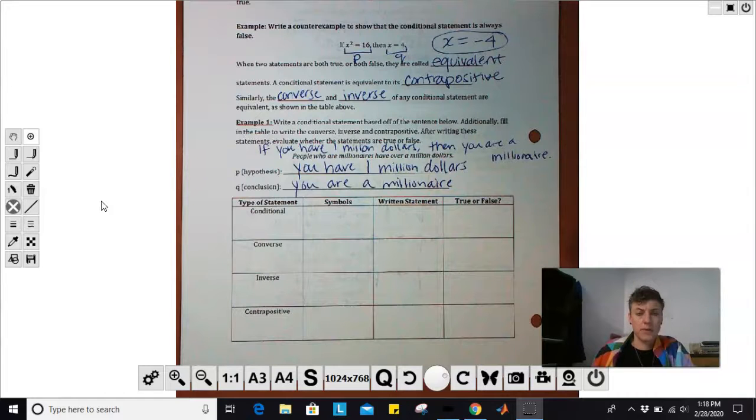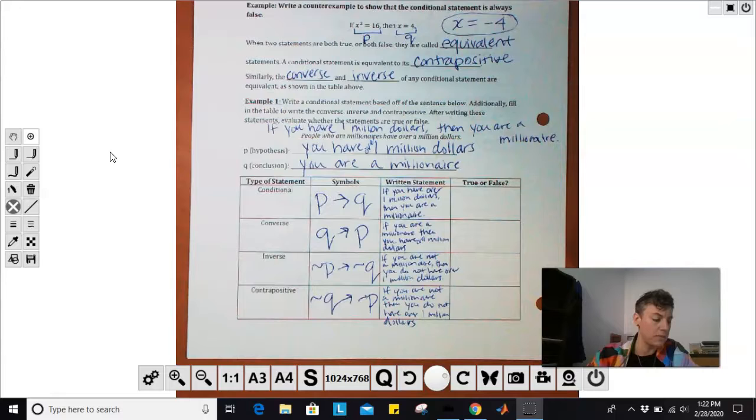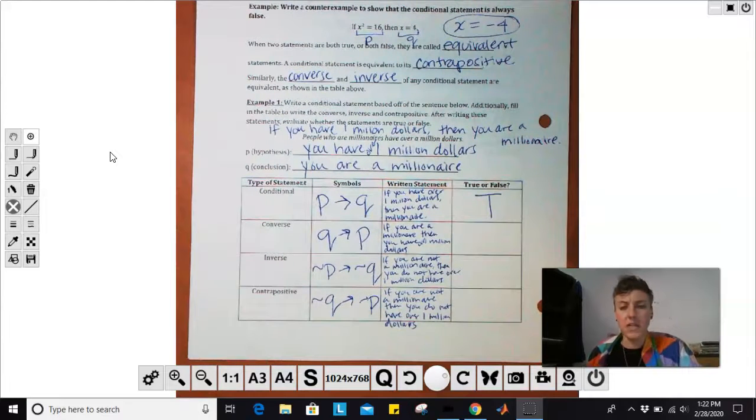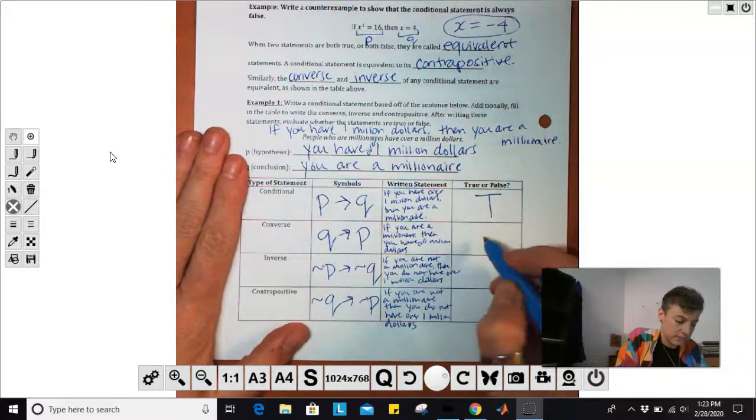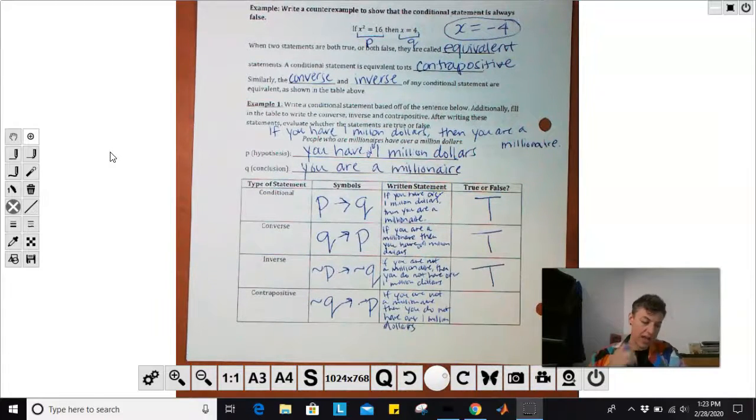Okay. We're going to pause here, and you're going to fill this in yourself. All right, now that we've filled out our table, let's decide whether these statements are true or false. B2, if you have over $1 million, are you a millionaire? Yes, you are. That's true. If you're a millionaire, then do you have over $1 million? Yes. If you're not a millionaire, then do you not have over $1 million? Yeah, that's true. And if you are not a millionaire, then you do not have over $1 million. Is that true?